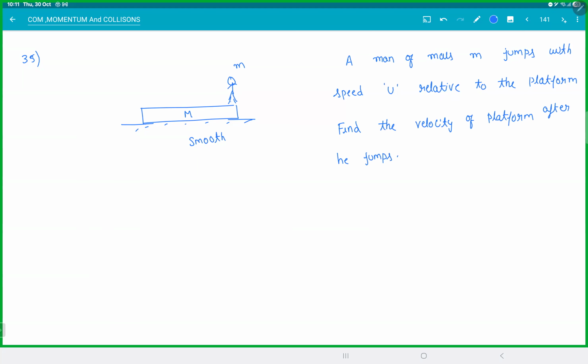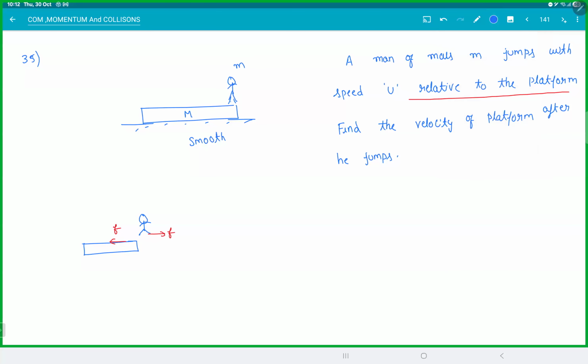Now, let me explain a bit about what we mean by relative to the platform. If I simply say he's jumping with speed u, discussion closed. He's actually jumping with u. But if I say he's jumping with u relative to the platform, the wording is a problem. Tell me one thing. When you're trying to jump, who is actually pushing you out? There must be some force to push you out, isn't it? It is the friction between you and the platform. That means in this process, when you're trying to jump, the platform is already moving.